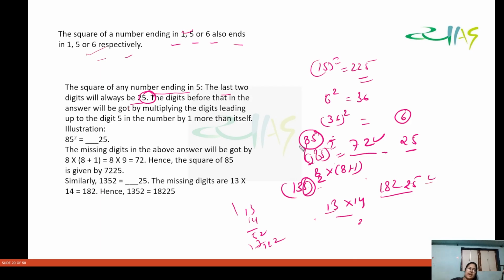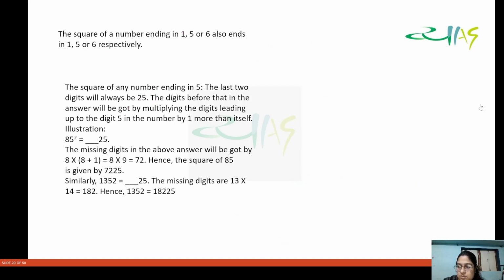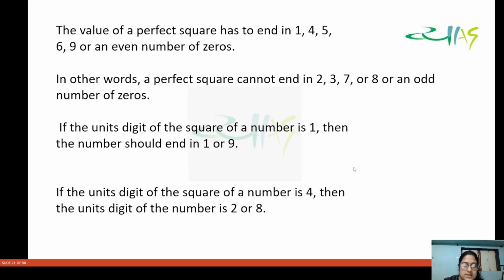All right, so for any number ending in 5, you can find its square very easily. Any number. If you got 165, just write 25 and then do 16 into 17. So you will get the first two or three digits, and that will be the square of any number ending in 5. So this is also a trick that you can remember. Now let's just move forward to the next section.